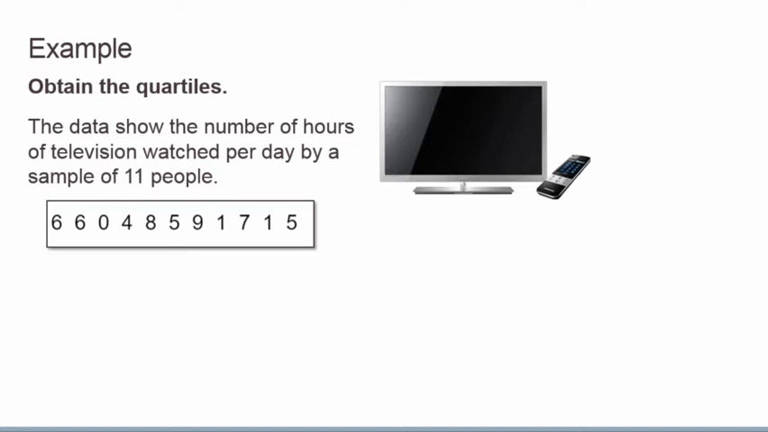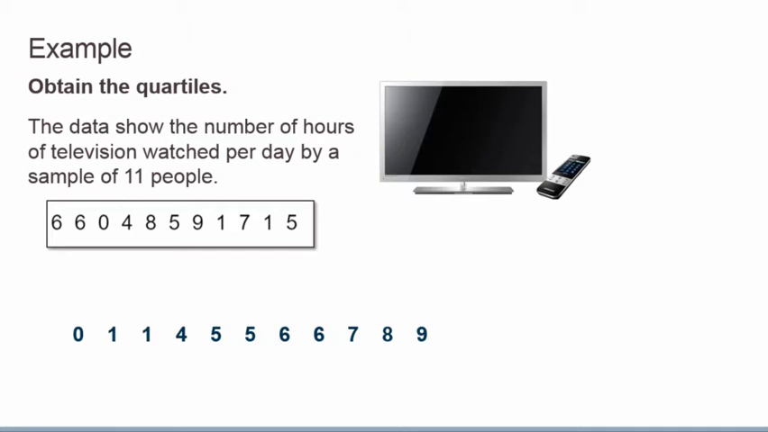Example. Obtain the quartiles. The data show the number of hours of television watched per day by a sample of 11 people. Our data set contains 6, 6, 0, 4, 8, 5, 9, 1, 7, 1, 5. Our first step is to put the data set in numerical order. So I have 0, 1, 1, 4, 5, 5, 6, 6, 7, 8, 9.